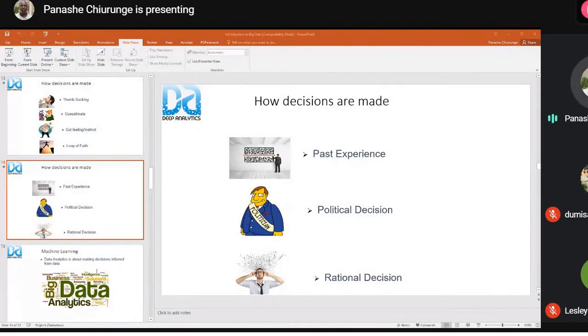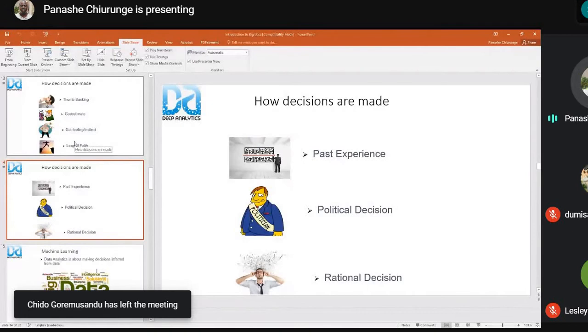And then rational decision. Rational decisions are decisions where you think something through, either based on past experience or whatever criteria you use, and then you make a decision based on that rationalization. So that's another way of how people make decisions.